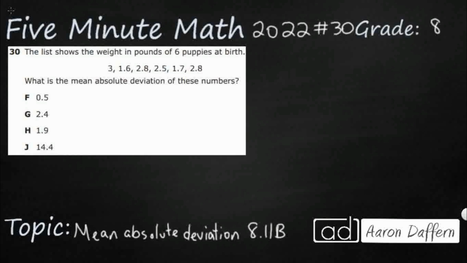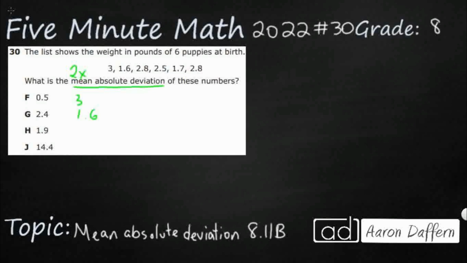So we have a list of 6 numbers. It's their weight of puppies at birth. We need to find the mean absolute deviation. All right, there's a lot of work to do here. So we're actually going to find the mean 2 times. First, let's go ahead and find the mean the first time.